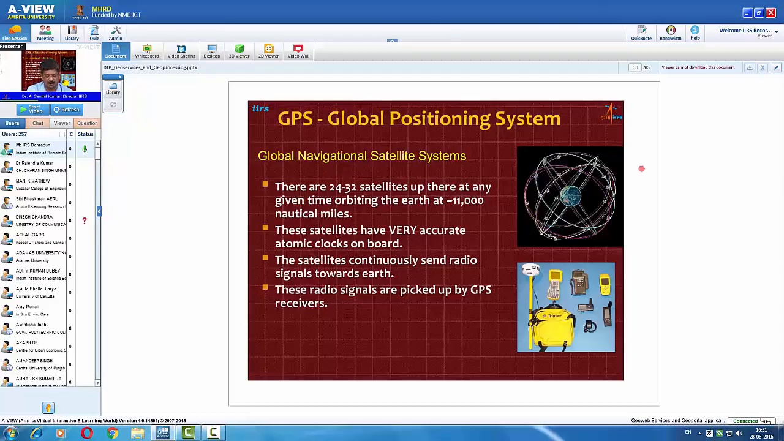Coming to GPS, the Global Positioning System, a well-known system like GNSS of the US, there are many satellites available, 24 to 32 satellites, which are orbiting at about 11,000 nautical miles, providing you continuous connectivity to the ground. In fact, these satellites have very accurate atomic clocks on board, and they send radio signals towards the Earth in a very precise manner, and then these radio signals are picked up by the GPS receivers. This is how the positioning system works very well.